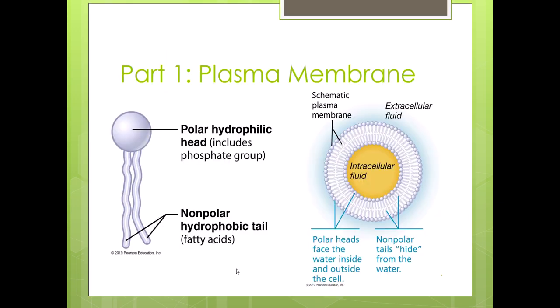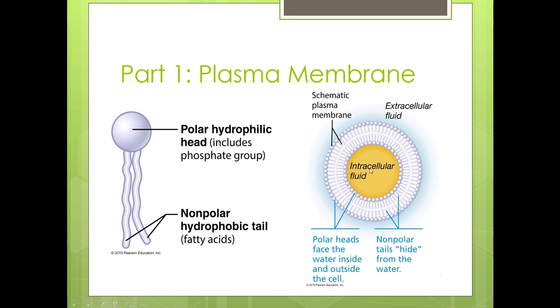Okay. So our plasma membranes are made up of phospholipids. So they have a polar, hydrophilic, water-loving head. It's got a phosphate group attached to it. The phosphate is what makes it okay with the water. And then 2 tails of fatty acids. Well, the fatty acids are hydrophobic, water-fearing. They don't mix well with water.